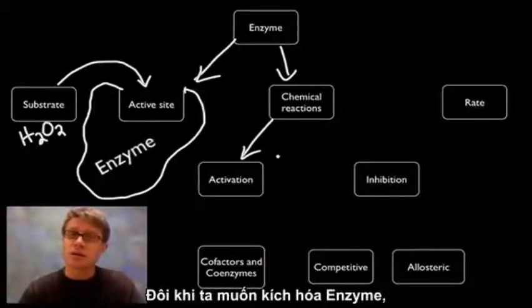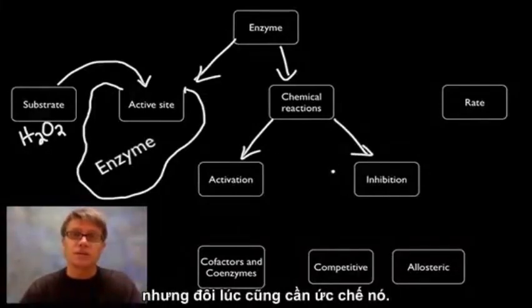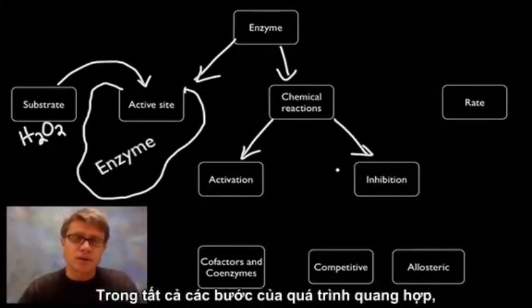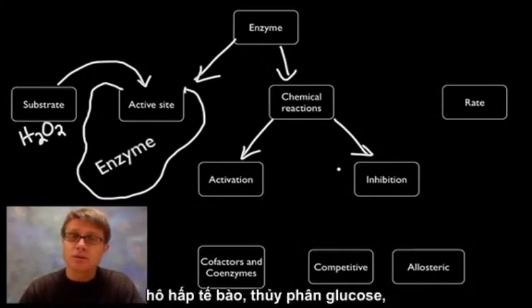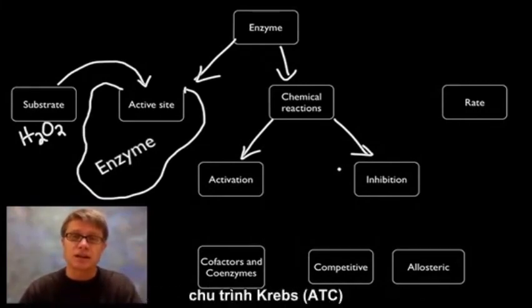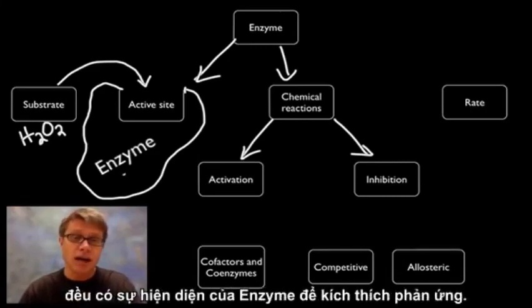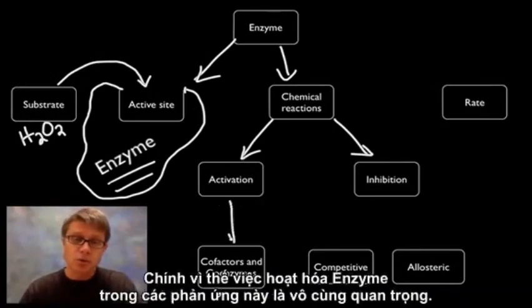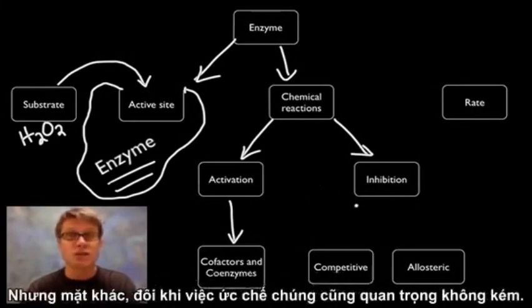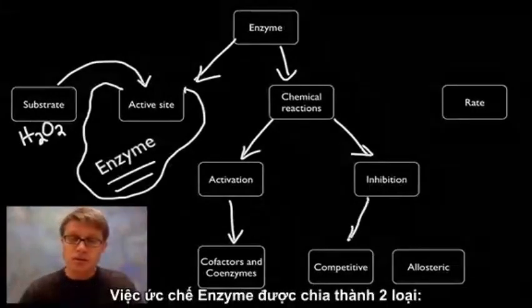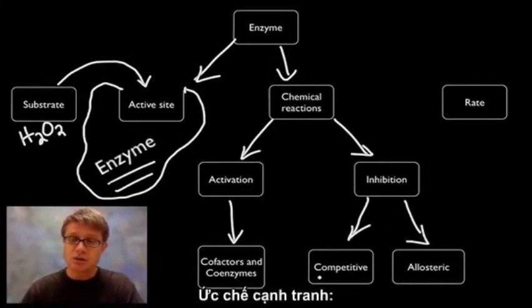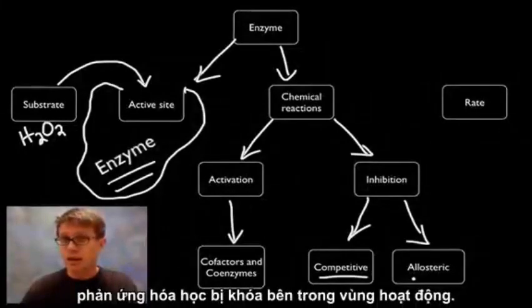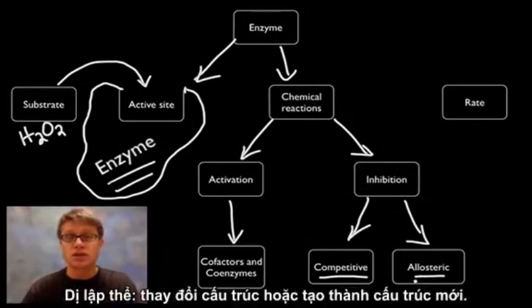And sometimes we want to turn on enzymes, and sometimes we want to turn off enzymes. And so in every step of photosynthesis, in every step of the cellular respiration and glycolysis, citric acid cycle, all of those chemical reactions, remember, have to have an enzyme that's associated with them that can speed up those reactions. And so it's really important that we sometimes activate or turn on those enzymes. It's also just as important that sometimes we turn them off. And so there are 2 types of inhibition. Inhibition can either be competitive, that's where a chemical is blocking the active site, or allosteric, when we're actually changing the shape or giving it another shape.